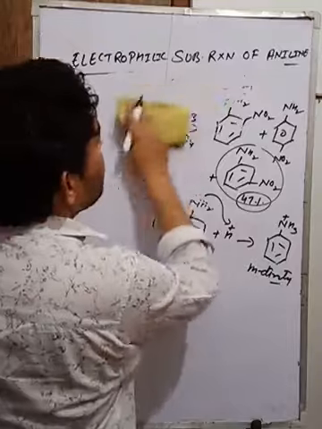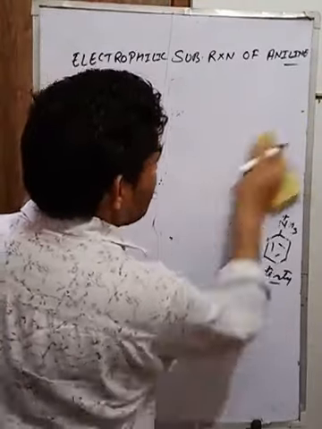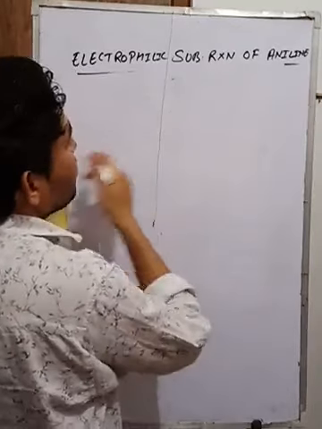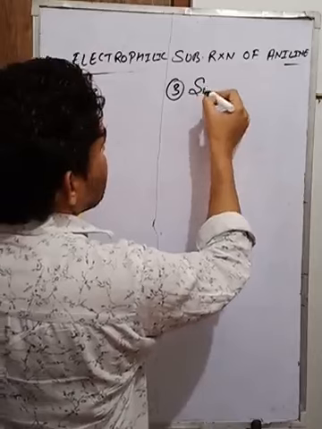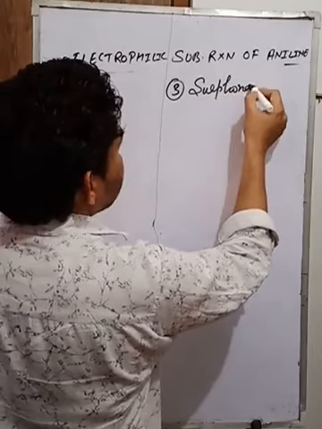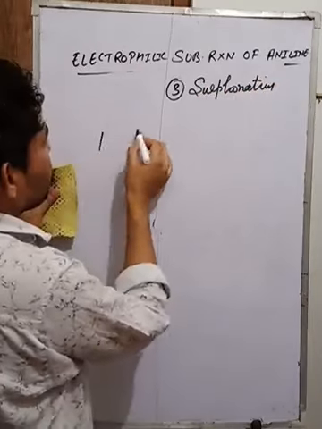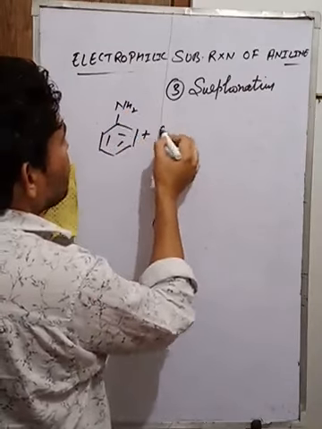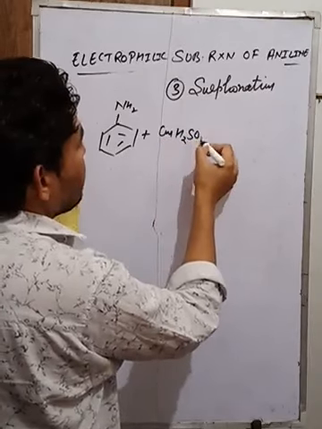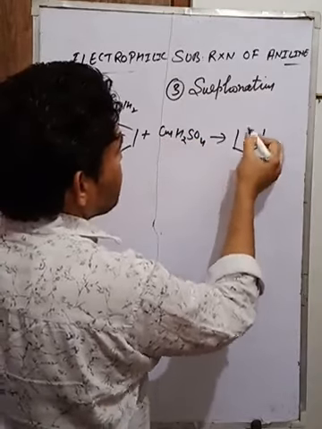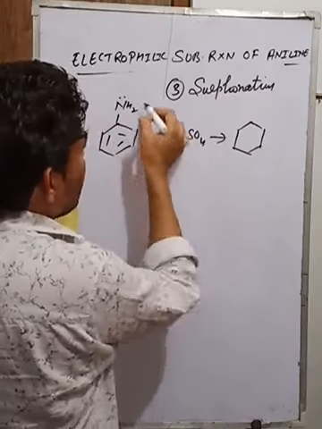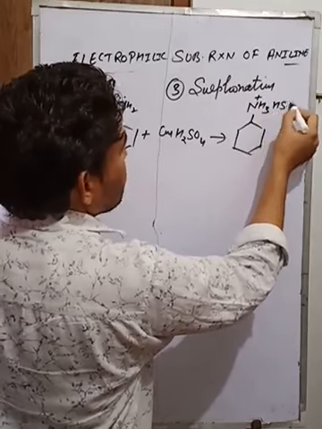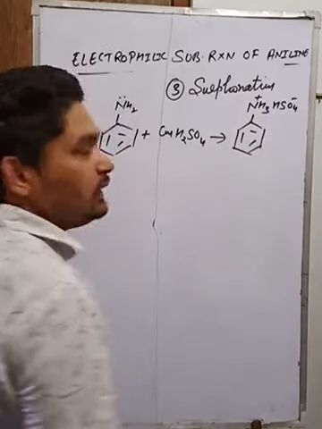Next is the sulfonation of aniline. First was the bromination, second the nitration, and third is the sulfonation of aniline. Aniline is treated with concentrated sulfuric acid, and after accepting a proton it forms the anilinium ion.